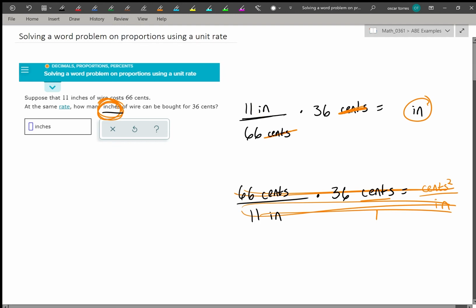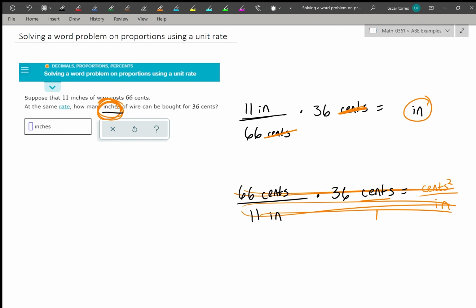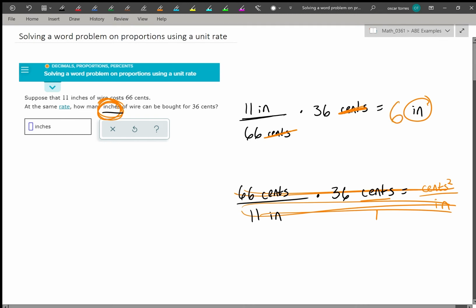The only thing left is to do the math. And even though you can't see it in the screenshot, I do believe this problem allows you to use a calculator. So that's what I'm going to do. On a calculator, I'm going to type in 11 divided by 66, and then I'm going to take that result and multiply it by 36. And my answer would be 6 inches. So we would get 6 inches as our answer to this problem.